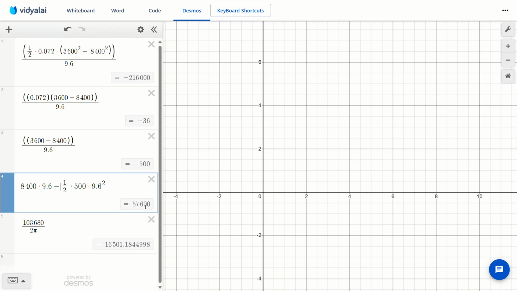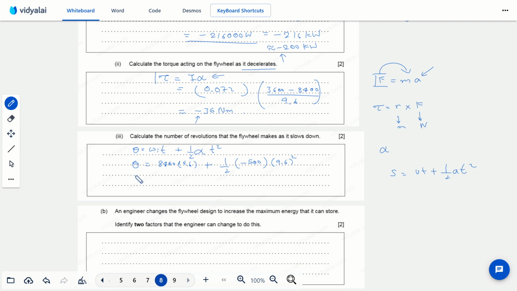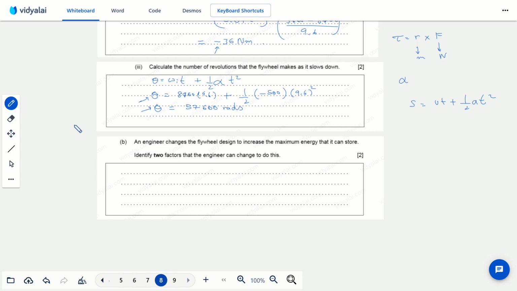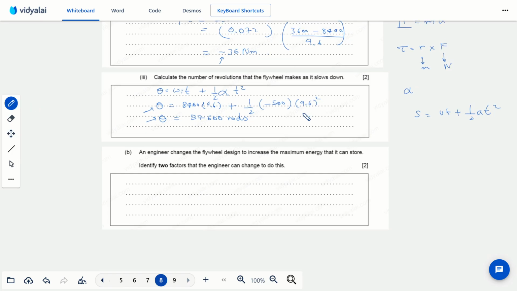So it's 57,600. That's not the number of revs, that's just the value of theta, your angular displacement. So it's 57,600 radians. That's the angle that's covered by this flywheel as it slows down from 8,400 to 3,600 radians per second, or else you can say it's the angle that's covered in time, 9.6 seconds.